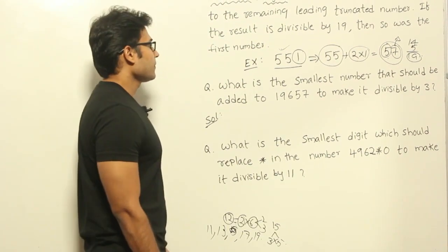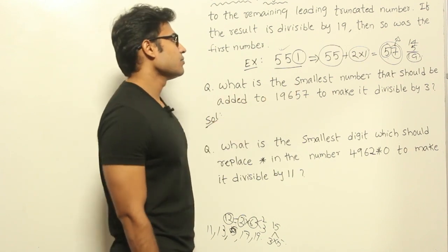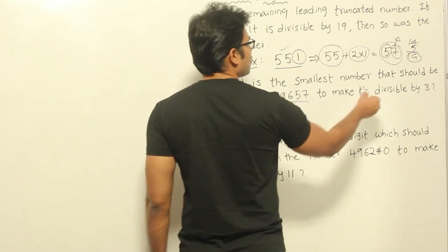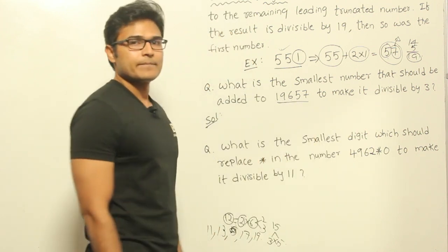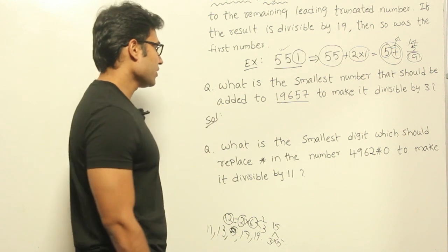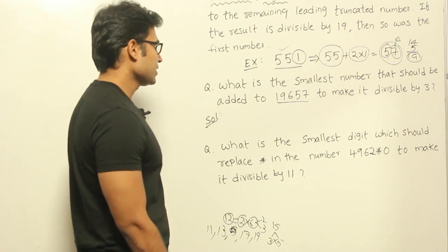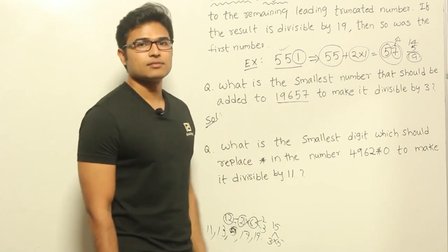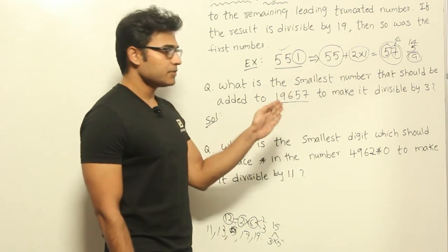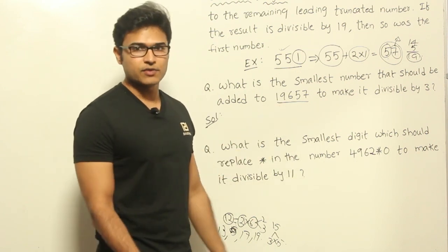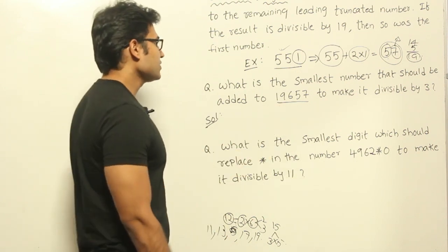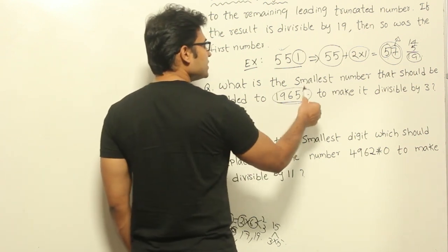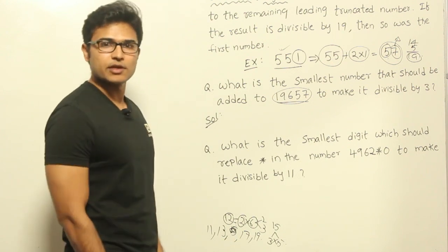Got it? Okay, now let's see this. What is the smallest number that should be added to 19657 to make it divisible by 3? Now this is a normal question, so you can do it in two ways. One way is to find the remainder when you divide it by 3, and then add something to the remainder so that it becomes 3. The other method is, we have seen that if a number has to be divisible by 3, then the sum of all its digits should be divisible by 3. You can use that simpler method, right?